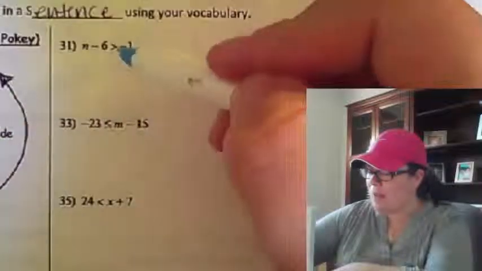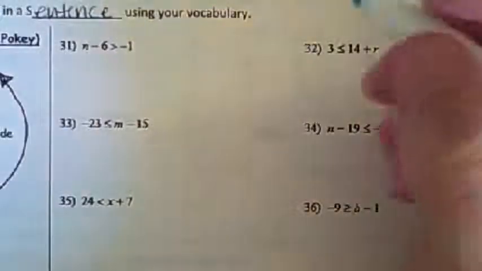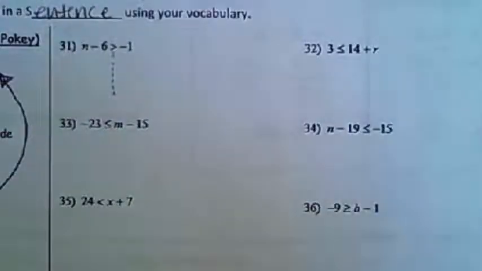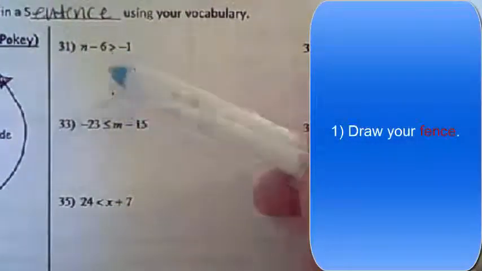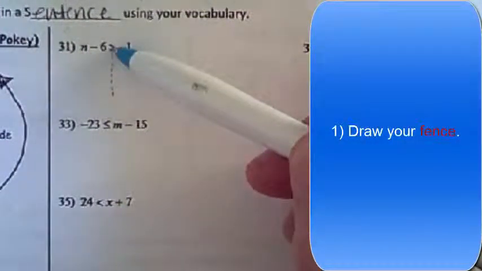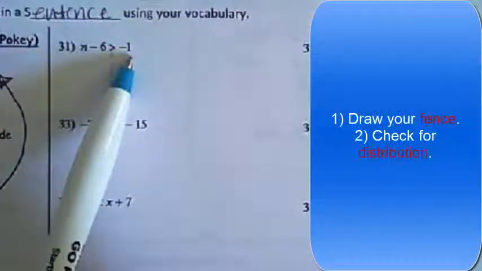Number 31, before you get too crazy, draw your fences a line. Just like you would if it was through the equal sign, you're going to go right through the inequality sign. Before you get too crazy, draw your fences a line, separating the equation by the equal sign or the inequality sign. Check for distribution. We don't have any of that.